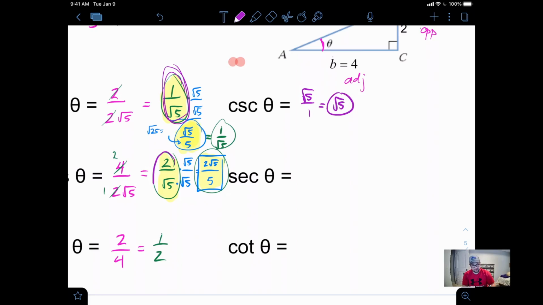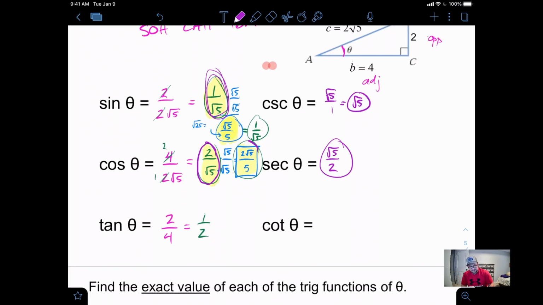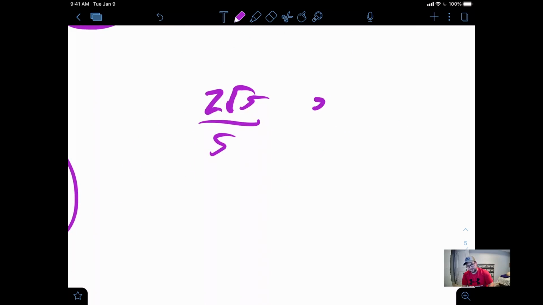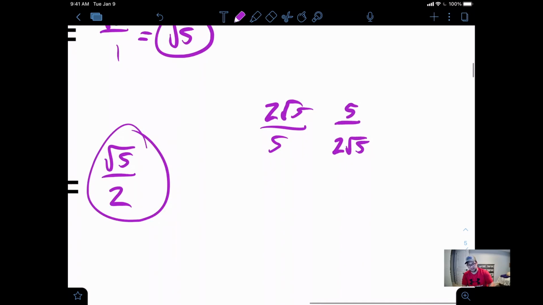Same thing with this one. So if I take 2 over the square root of 5 and I flip it, that would be the square root of 5 over 2, and I would be done. Now it is important to realize if I would have taken this expression, 2 square root of 5 over 5, and I flip it, then I would get 5 over 2 square roots of 5, and I would have to rationalize. So to rationalize, I would come over there, and I would multiply by the square root of 5 over the square root of 5.